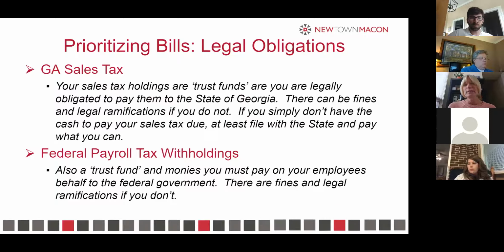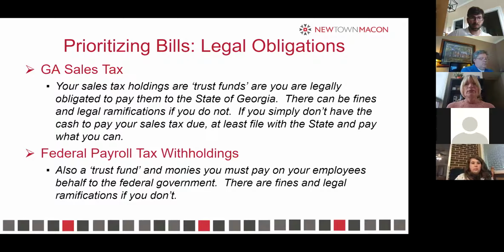So when it comes to legal obligations, the two critical pieces here are your Georgia sales tax and your federal payroll tax withholdings. Both of these are considered trust funds. You're legally essentially just holding them for the government. That's not your money. You're just holding it before you pass it on to them. And there are no programs on the Georgia sales tax where you're going to be forgiven to pay these or that you're going to be permitted to pay them late.